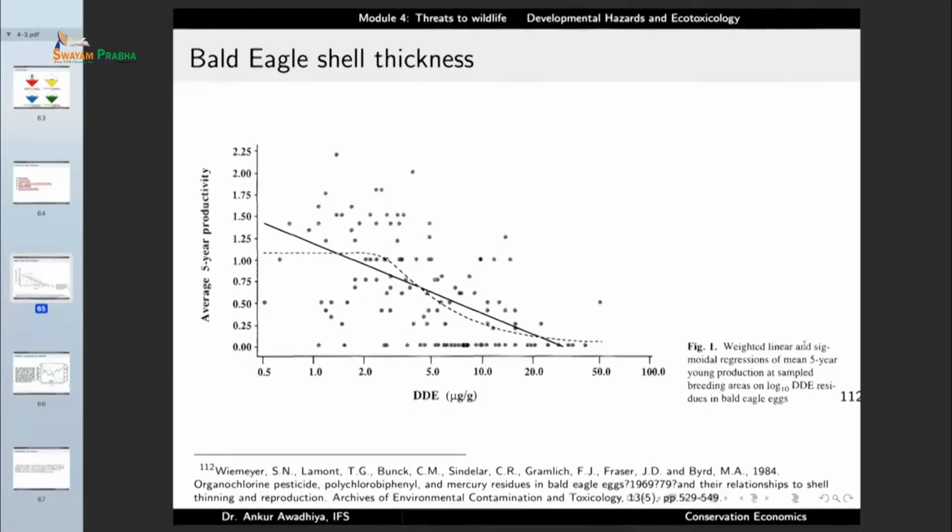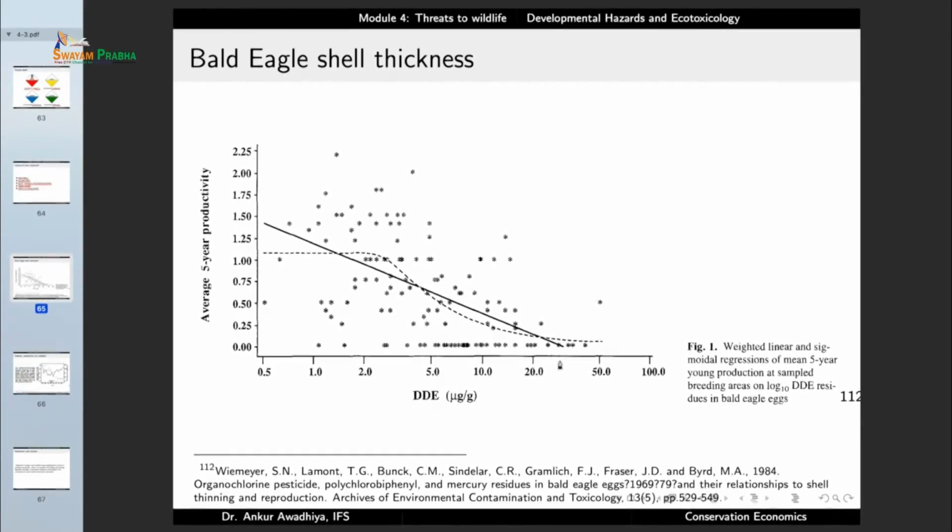Now, it was later found out that because of these residues, the eggshells that are formed are very thin. And they are so thin that when the bird sits on these eggs, the eggs break. So, which reduces the productivity of these birds. So, this is a curve that is telling us that as the concentration of these residues increases, they start showing a more drastic impact than was shown when the concentrations were lesser.